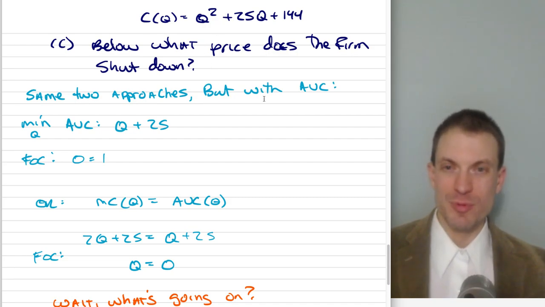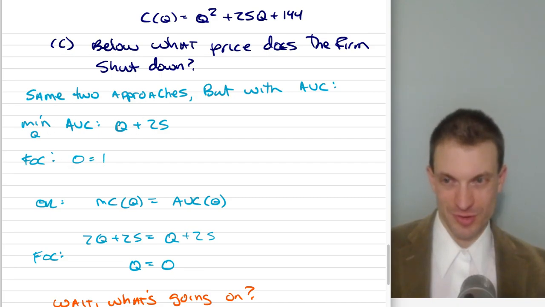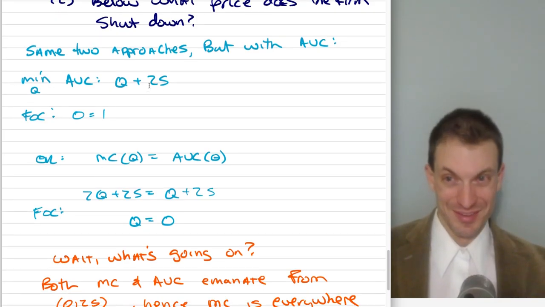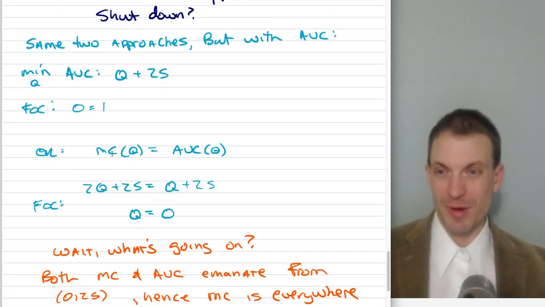So same two approaches, but this time with average variable cost. One thing we could do is minimize average variable cost. So average variable cost is Q plus 25. You should have the answer already, shouldn't you? If you take the derivative, this part goes to zero, this is just one. Okay, that looks funny.